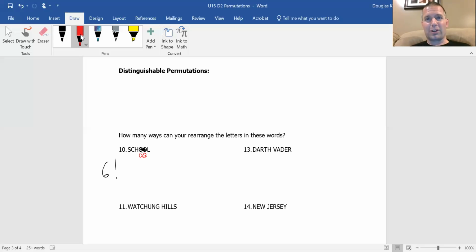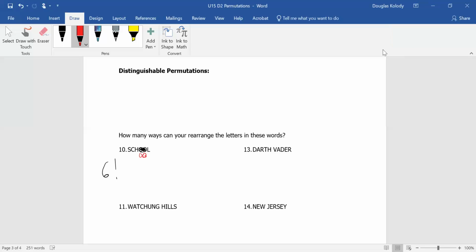Of course, it's not a different word. It's the same word. Even though I flipped around the 2 O's, I got the same darn word. So in reality, this 6 factorial represents too many choices, because this 6 factorial means that if I change the 2 O's around, I get a brand new word. But we all know if you change the 2 O's around, you don't get a brand new word. So I have to divide away some of the terms. And here's what you do to divide them away. Because there are 2 O's that repeat, I divide by 2 factorial.